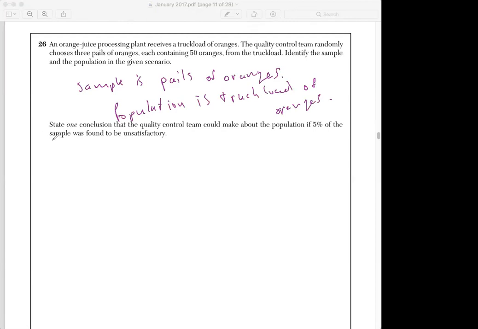Okay. State one conclusion that the quality control team could make about the population, so the truckload, if 5% of the pails were unsatisfactory. Well, if 5% of the sample is unsatisfactory, you can state the conclusion that 5% of the entire population is unsatisfactory. And that's just statistics, which we'll get into.